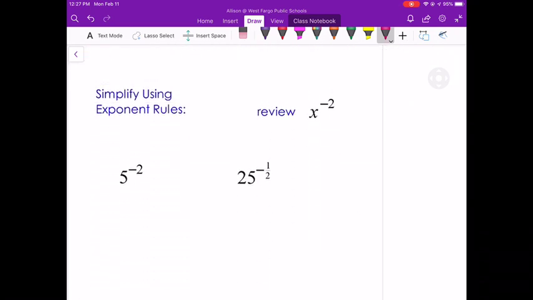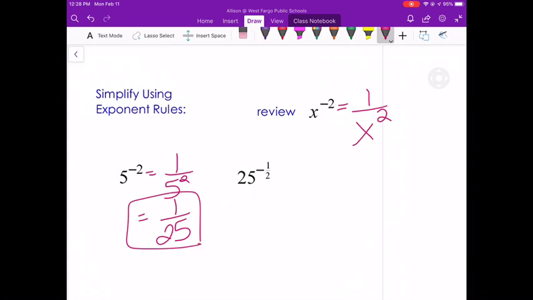Remember the rule of negative exponents. If it's a negative exponent, it must end positive. So you'll need to move it and use the reciprocal and make it a positive exponent. 5 to the negative 2 then would be 1 over 5 squared, which simplifies to 1 over 25.